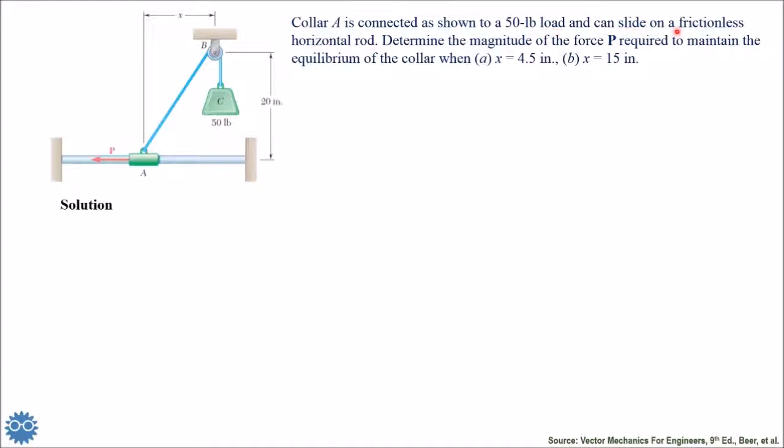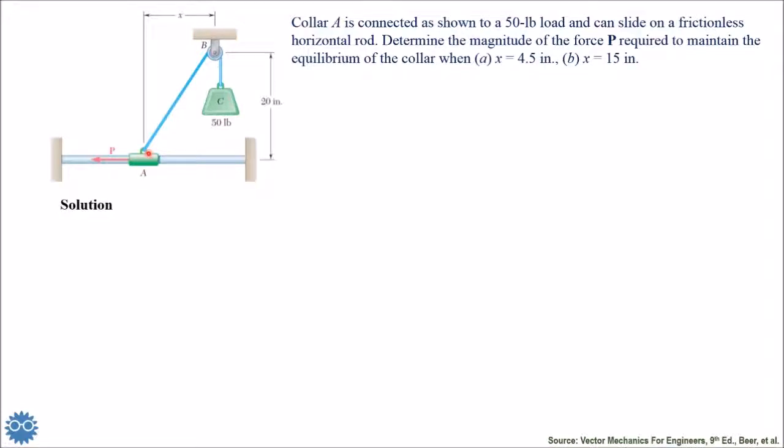Now, it can slide on a frictionless horizontal rod. Here, frictionless means that there is no other force that can resist the motion of this slider here. So that means we don't have any other force other than P.